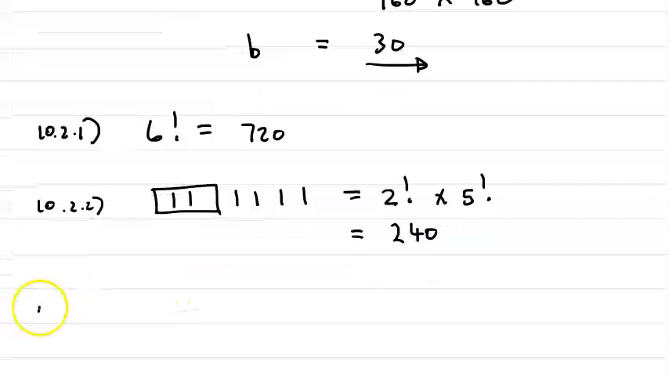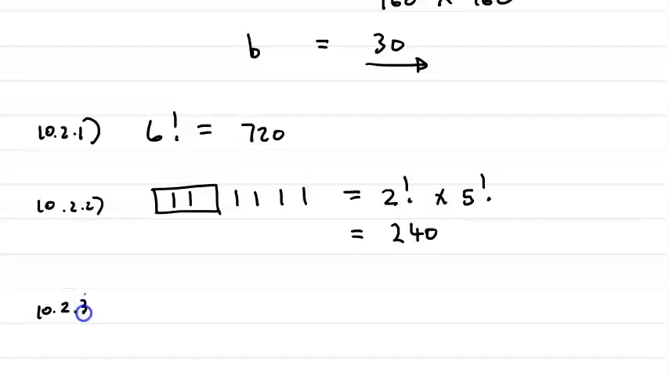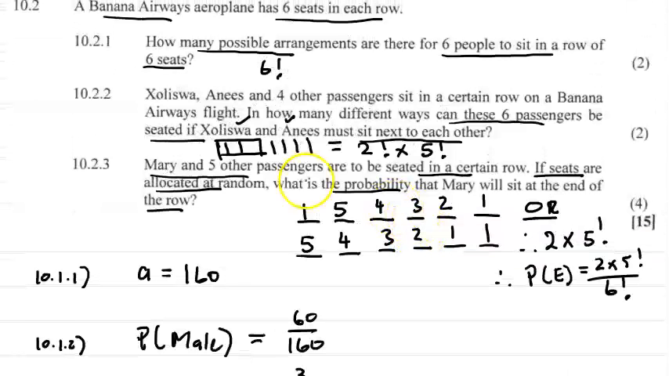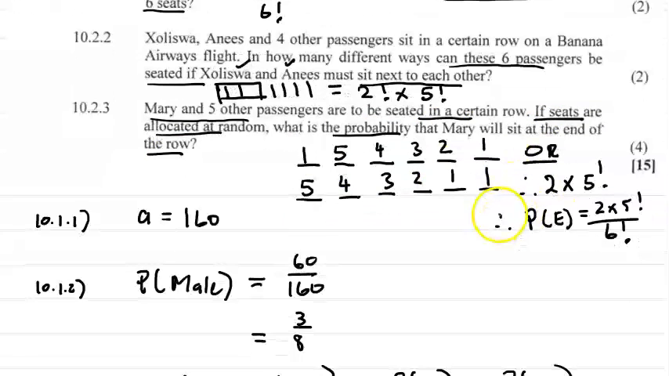The last question, 10.2.3. Here we've got Mary and 5 other passengers to be seated in a certain row. If the seats are allocated at random, what is the probability that Mary will sit at the end of the row? And then we did the working here. If Mary wants to sit here, that will be 1, and the other passengers can be arranged in 5 factorial different ways. If she sits at the other end, the other passengers can be arranged in 5 factorial different ways.